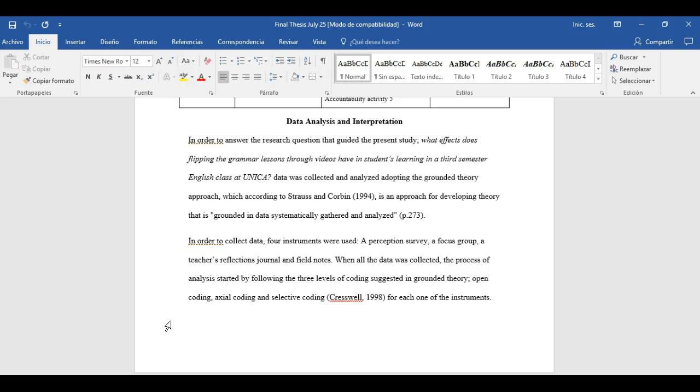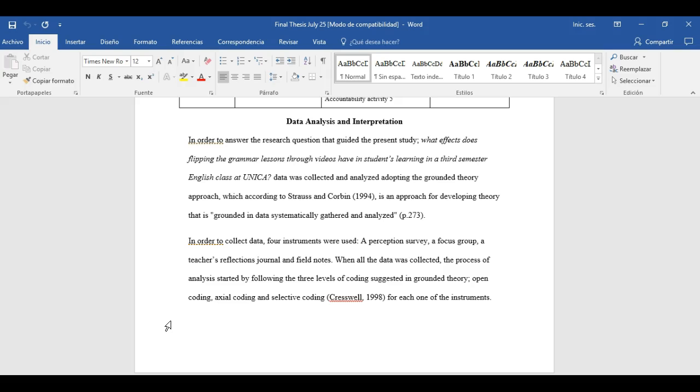Some of you are already clear about what triangulation means. You know it refers to some sort of triangle where you are supposed to justify or give account of your data from three different perspectives. These are the three different instruments you applied, or if you applied more, three of the different instruments you applied.